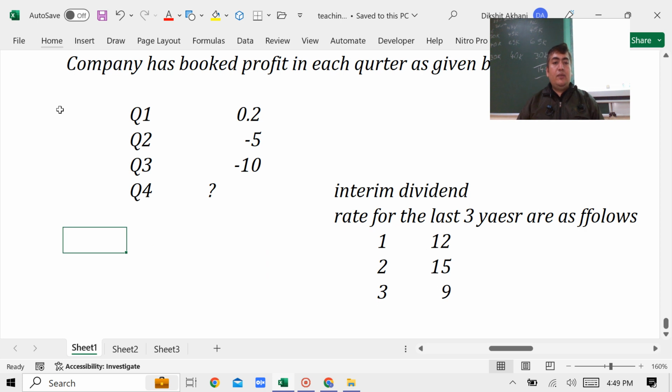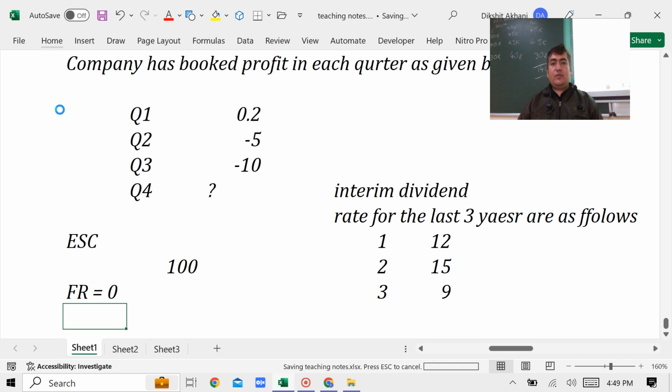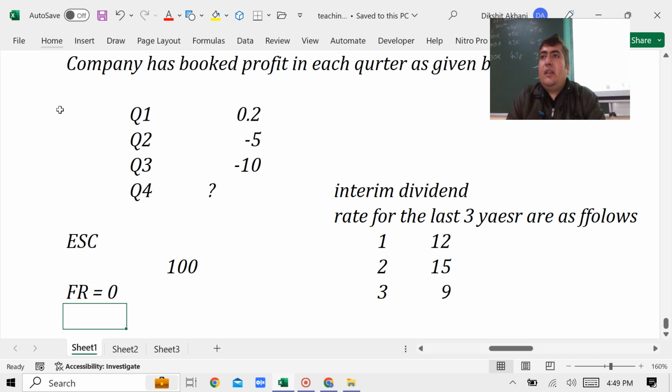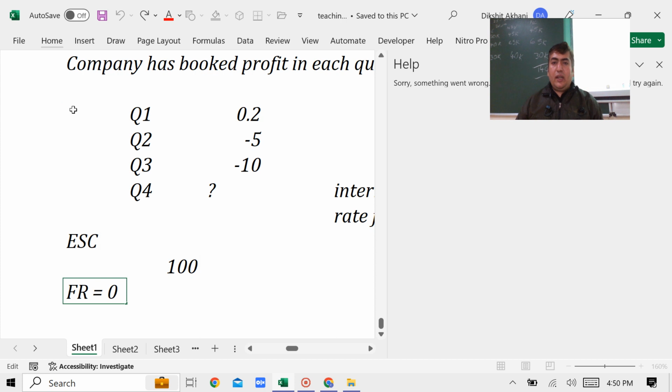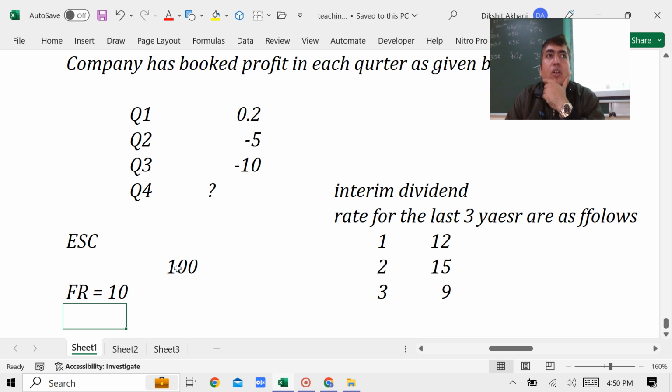Equity share capital of the company is just 100 crores. Free reserve is zero. Tell me, can the company go for dividend? Not zero, let me keep some amount like 10 or 20. Okay, let's go for 10. What is the maximum amount you can go for? Maximum rate of dividend.